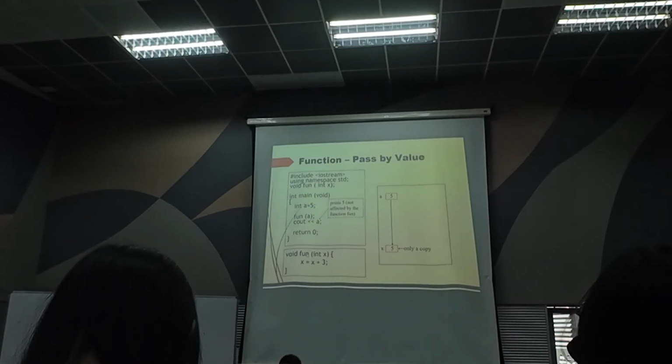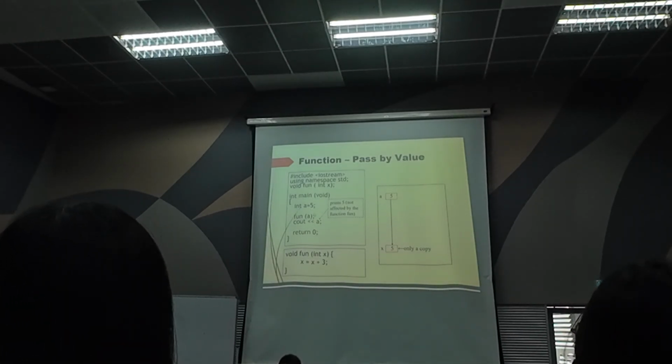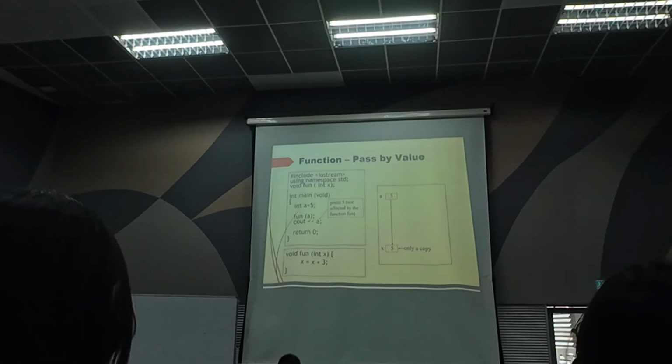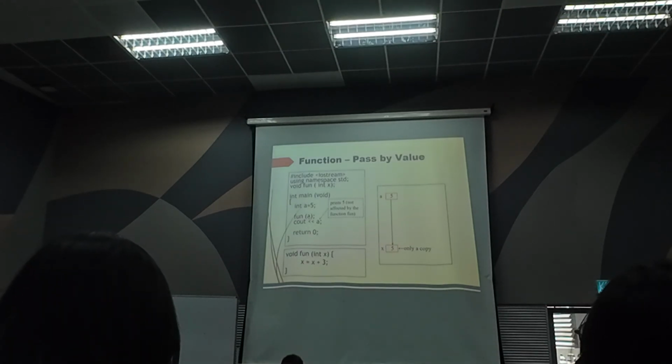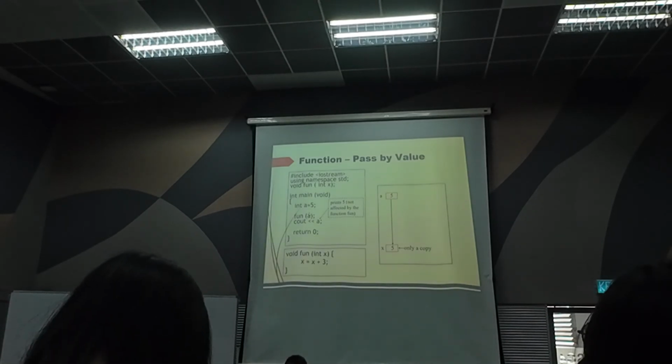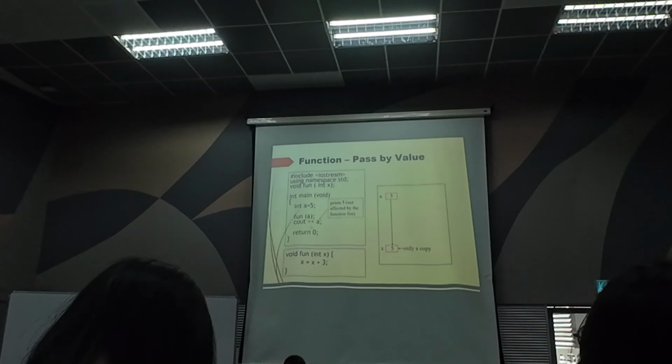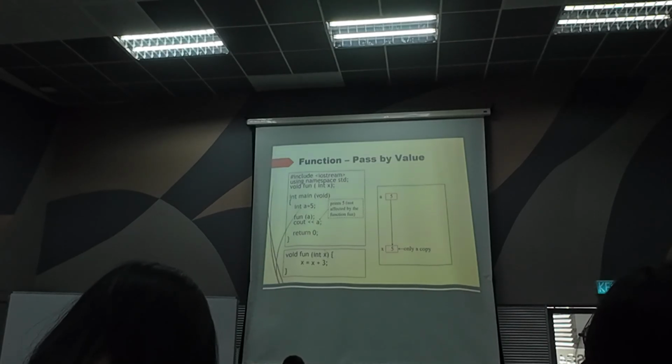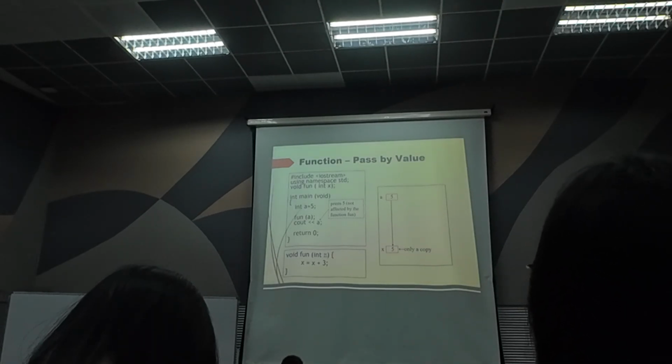So I'm calling this fun function, and this fun function is a void. I'm passing a, which means I'm passing this 5 into the fun function. When I pass this value to the fun function, I have a parameter here to receive the value. So the 5 will go to the x here. So the value will be 5.